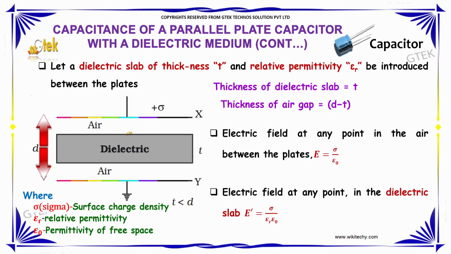Now the electric field at a point in the air between the plates will be E equal to sigma divided by epsilon naught. Here E is the electric field, sigma is the surface charge density, and epsilon naught is the permittivity of free space. The electric field at a point in the dielectric slab, E dash, will be given as sigma divided by epsilon r into epsilon naught.